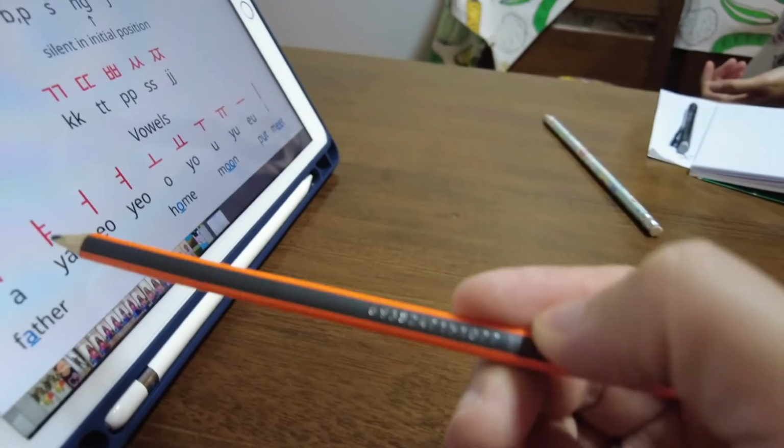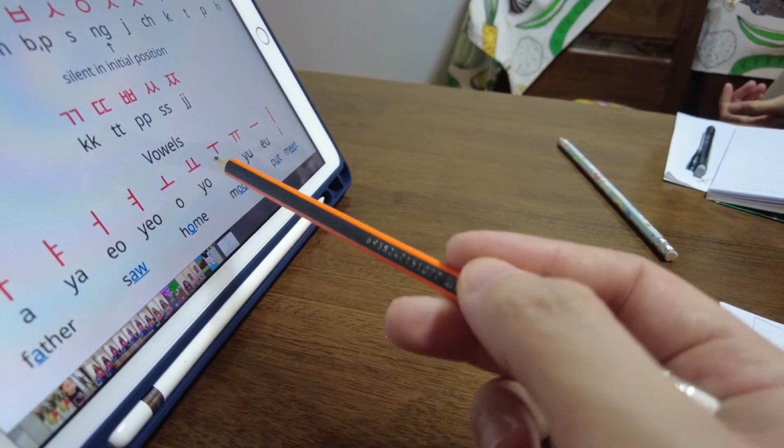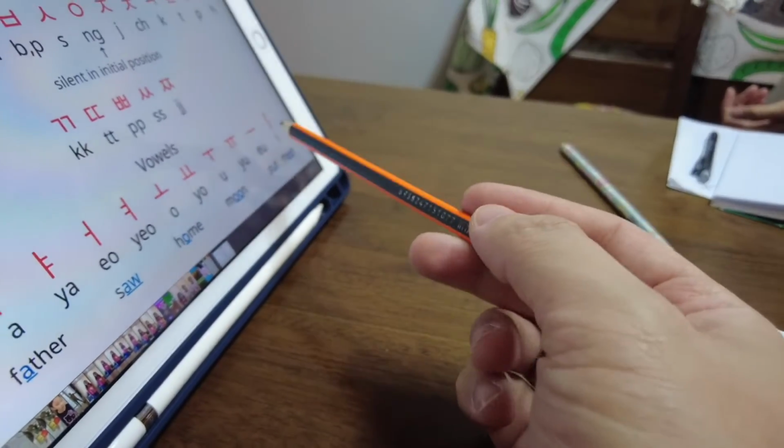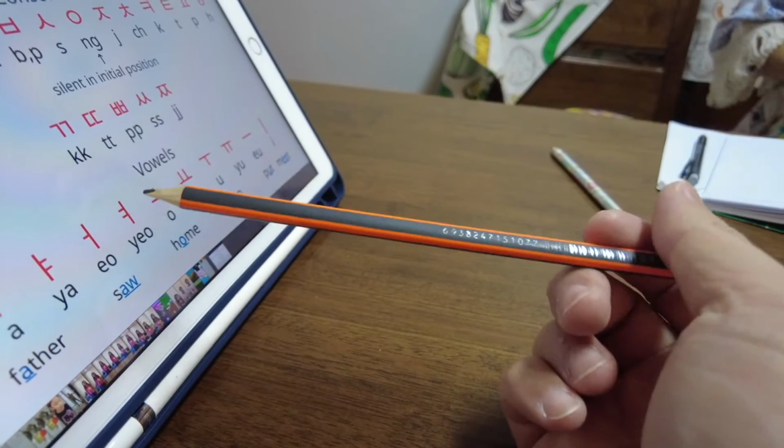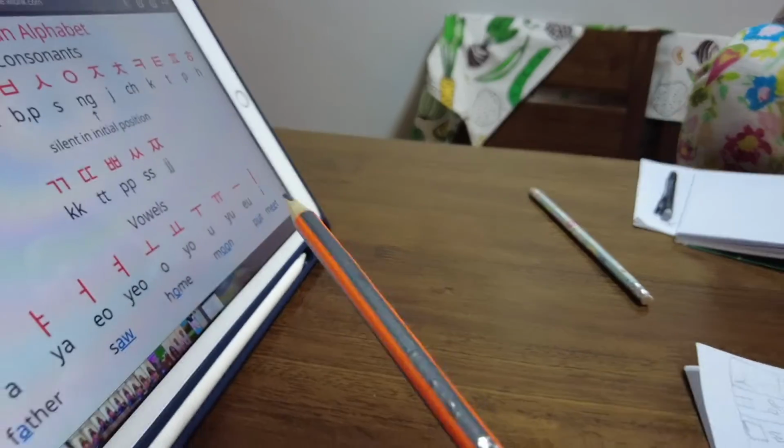So vowels this time. How many? 1, 2, 3, 4, 5, 6, 7, 8, 9, 10. 10 basic vowels, okay? So easy to memorize.